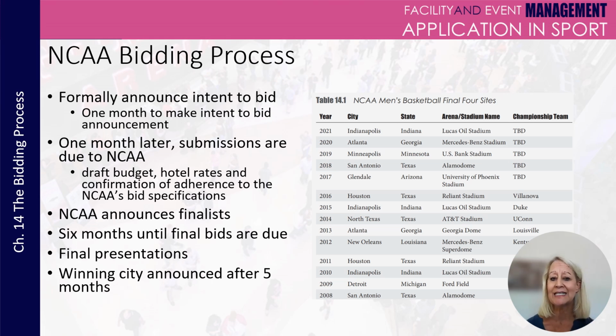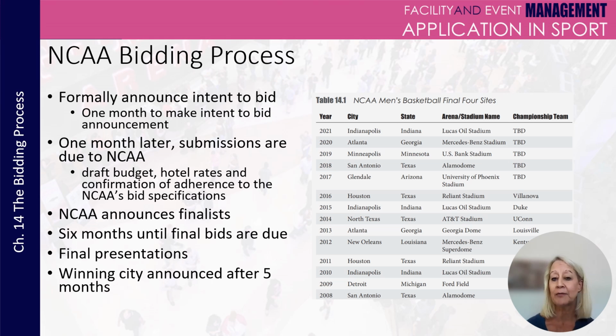There is an intent to bid announced. So cities or organizations must formally declare their intent to bid. This announcement must be made within a 1-month window. 1 month later, all official bid materials are due. This includes a draft budget, proposed hotel rates, and confirmation that all NCAA specifications are being met.